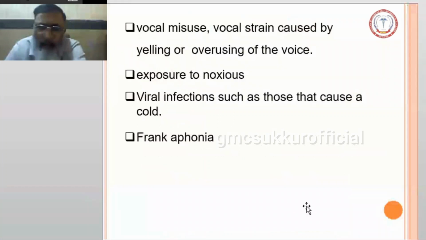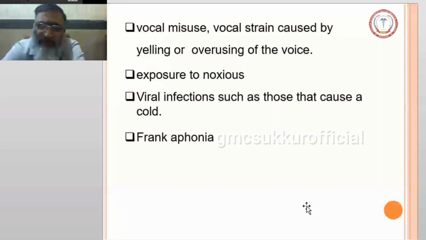Now, the vocal misuse we have discussed, when there is vocal strain over the vocal cords, exposure to noxious material like carbon dioxide and monoxide, and then there are certain viral infections. Sometimes there is frank aphonia. Aphonia means when there is no talking. The person is not able to talk when there is a severe edema of the vocal cords.